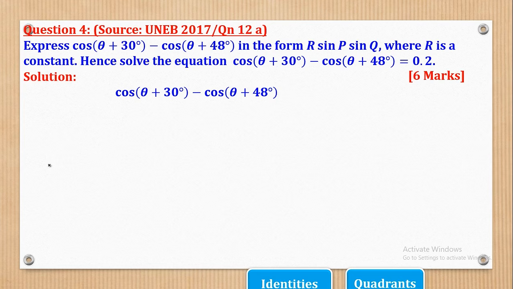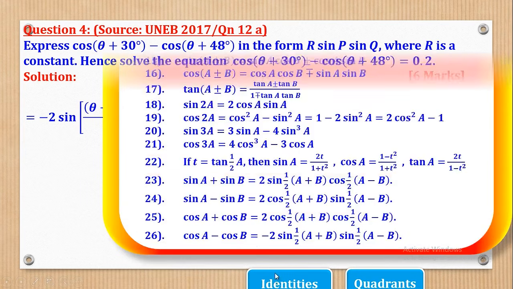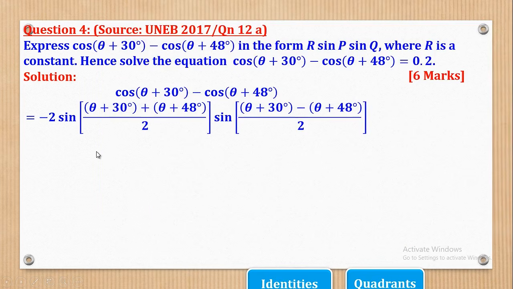So we shall first write the given expression and say that given expression in terms of factor formula, it is cos minus cos, so we shall go back and look for the expansion of cos minus cos. So cos minus cos is negative 2 sine sine.